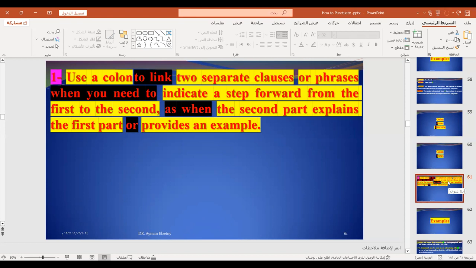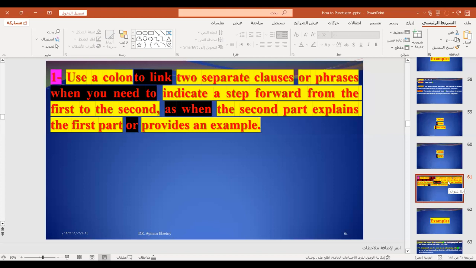Again, the first use of colon is to make a link between two separate clauses or phrases or sentences, when you need to indicate a step forward from the first clause, first phrase to the second clause or phrase, as when the second part explains the first clause or first phrase, or provides an example for the content of the first part.